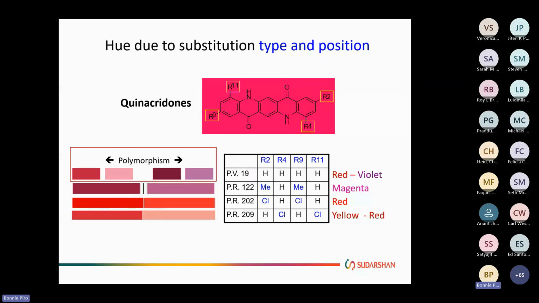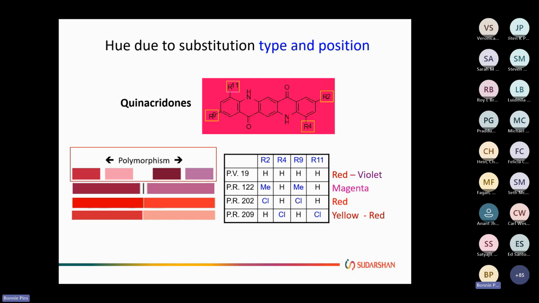If we start with the R2 and the R9 positioning, so top right, bottom left of the structure, and we put on that a methyl group, that's where we're going to get the pigment red 122, which gives us a very lovely magenta, high strength color positioning. If we stay with that R2, R9, the top right, bottom left, but substitute in chlorine, there we receive the pigment red 202. That provides us with a very brilliant red shade color.